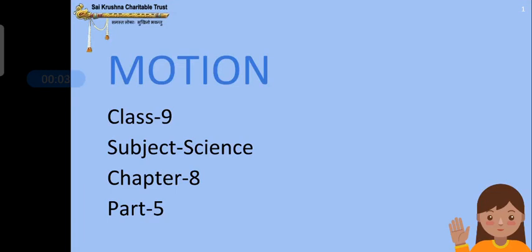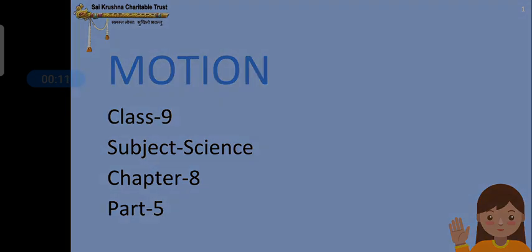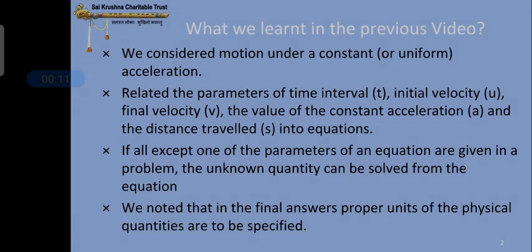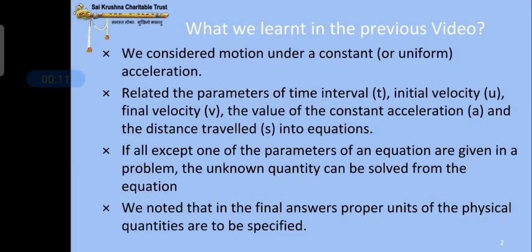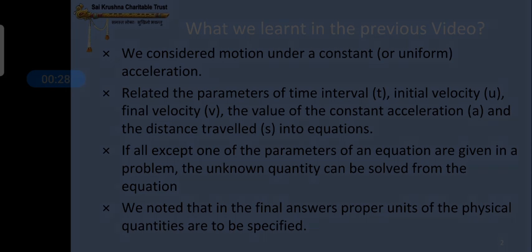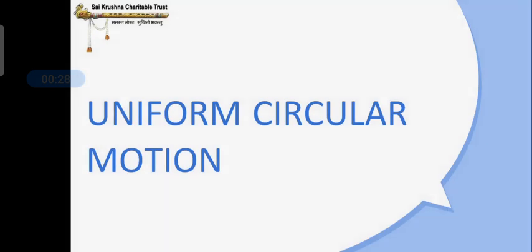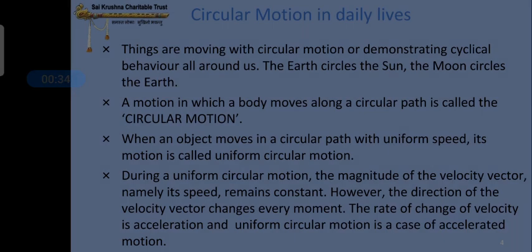Hello children, motion, class 9, subject science, chapter 8, and this is part 5. In the previous class we studied how to solve for an unknown quantity in an equation. We know the three equations of motion using which you can find the unknown quantity. In today's class, let us study uniform circular motion.